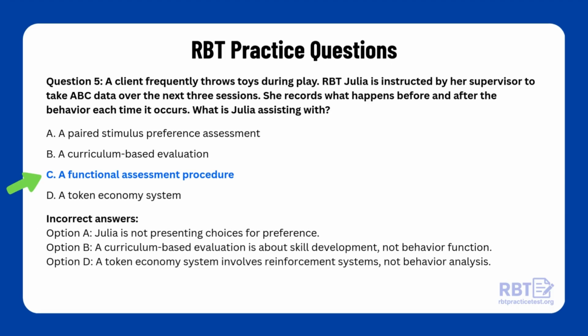A is incorrect because she's not presenting choices for preference. B is about skill development, not behavior function. How about option D? A token economy system involves reinforcement systems, not behavior analysis. Documenting the ABC pattern allows the team to identify behavior functions and guide effective intervention.